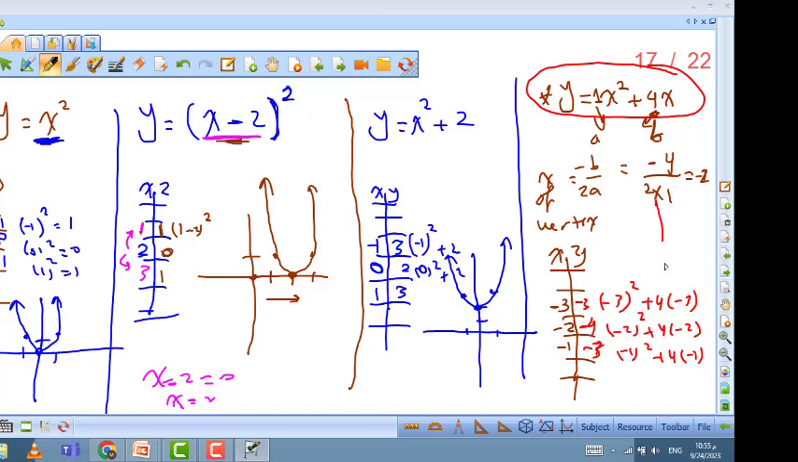Then you graph: negative 3, down 3; negative 2, negative 4; then negative 1, negative 3. This is my parabola, guys. After you draw the parabola, you can discuss features of the graph.